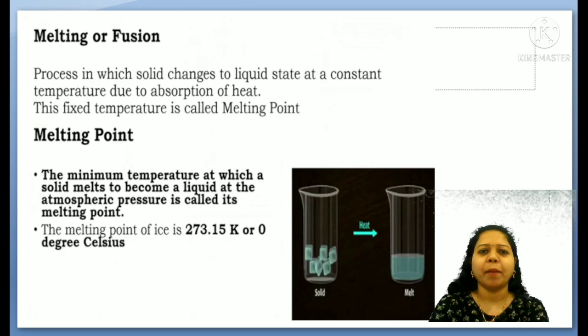What is meant by melting or fusion? What is meant by boiling point, latent heat of fusion, and latent heat of vaporization? These different terms we are going to see in this class. Now, when we are giving heat to any solid substance, what happens? That solid turns into liquid, and the temperature at which a solid turns into liquid at atmospheric pressure is known as its melting point, or fusion.